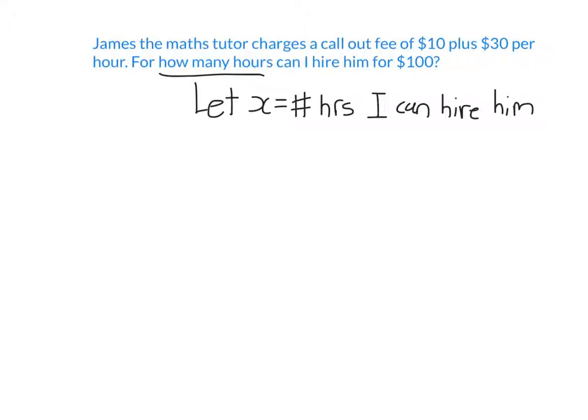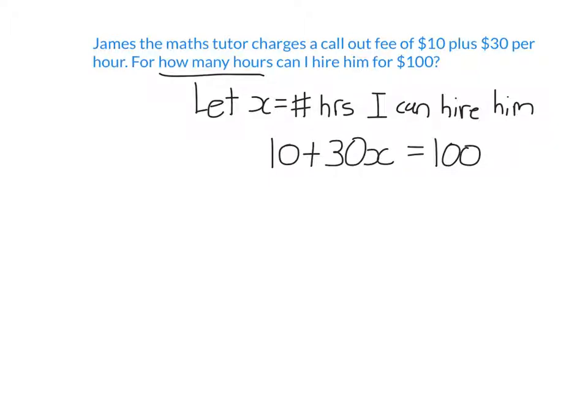So after we've defined our variable, we need to rewrite this information up here using only mathematical symbols. So note a call-out fee of $10, that means he just charges $10 to come to your house and then an extra $30 per hour. So writing this using only mathematical symbols, we have $10 call-out fee plus $30 per hour we write as 30x. 30 times the number of hours. And we want that to equal $100. And we want to solve for x, the number of hours I can hire him. So that's our second step done. We have written an equation from the worded information.